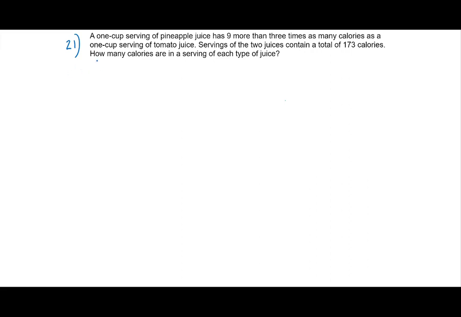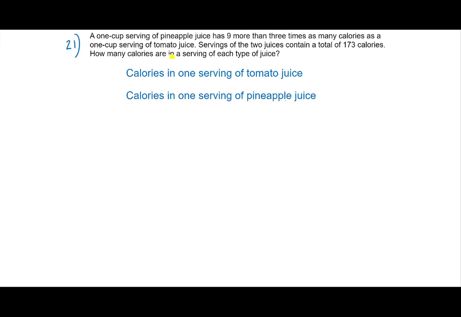So if we go straight to that last sentence, that's telling us what we're looking for. How many calories are in each type of juice? One serving of each type of juice. So now there's two unknowns here. There's two things we're looking for. So in algebra, there's a couple of ways we could approach this. We could use two variables, an x and a y. So right now, there are two things that are unknown: calories in one serving of tomato juice and calories in one serving of pineapple juice.